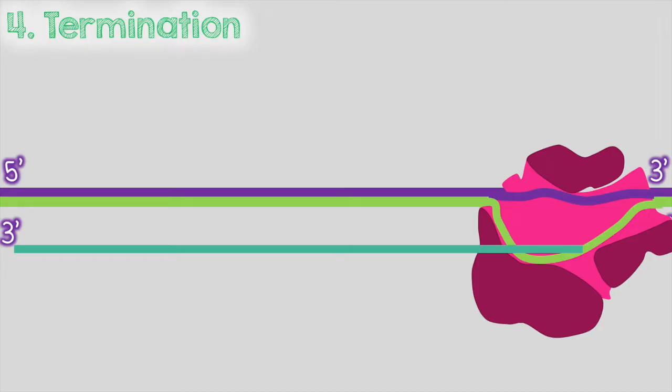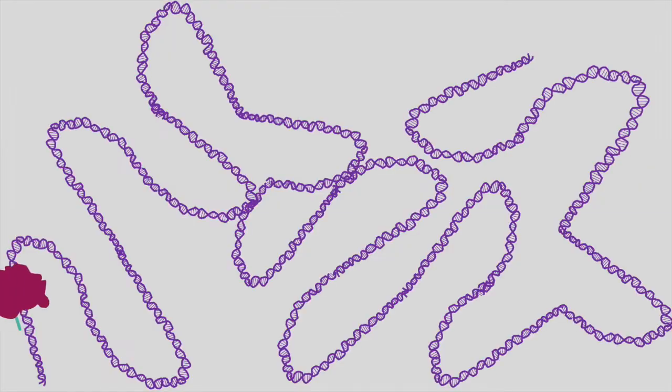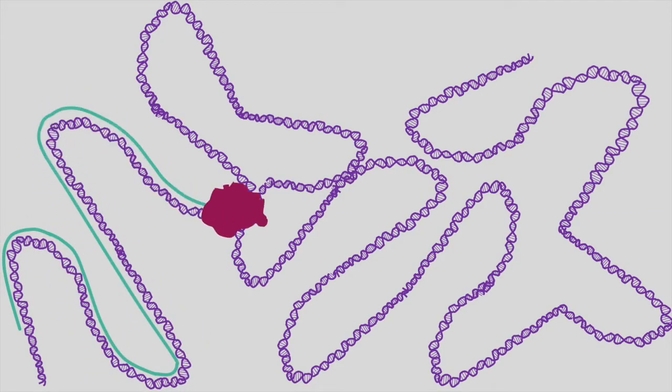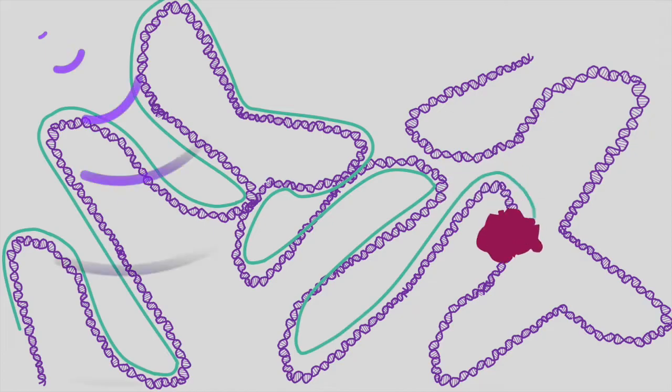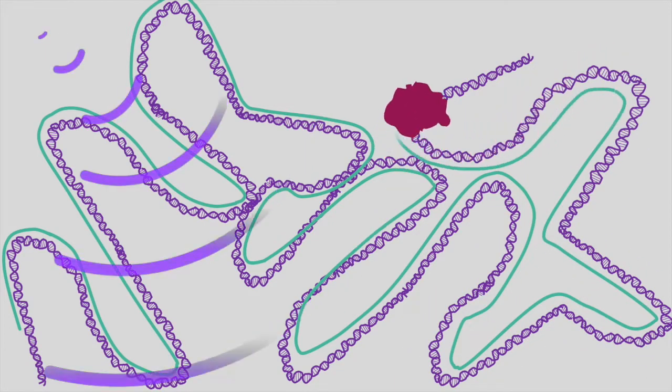The last step is termination. This is a complicated process, and we'll get into the details in class. For now, it's enough to know that RNA polymerase can't keep copying forever, and there must be a signal for it to stop and for the RNA to be completed.